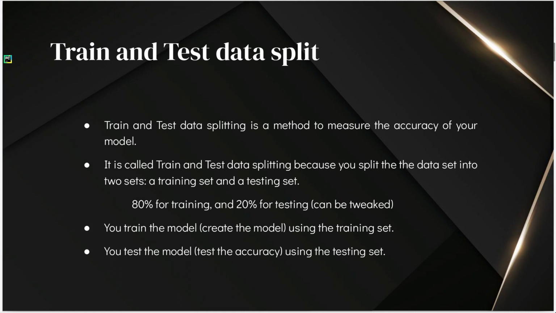So train and test data splitting is a method to measure the accuracy of a model, as we discussed, and it is called this because, like its name suggests, you split the dataset into two: a training set and a testing set. Now the convention is that you keep 80% of the dataset for training and the rest 20% for testing, but this is not a hard and fast rule and can be tweaked. So for example, you can have a 75-25 split or a 70-30 split, and people usually make some changes in this ratio. You use the training data to train the model.